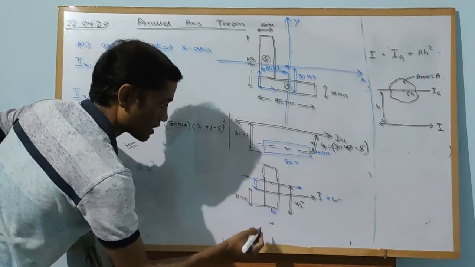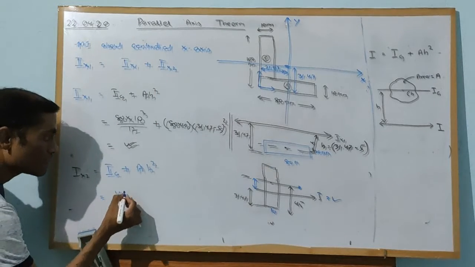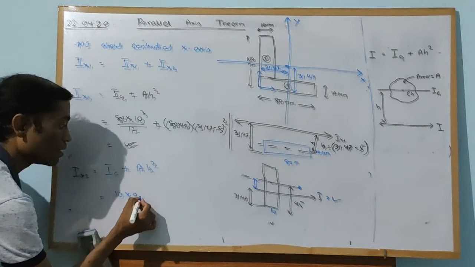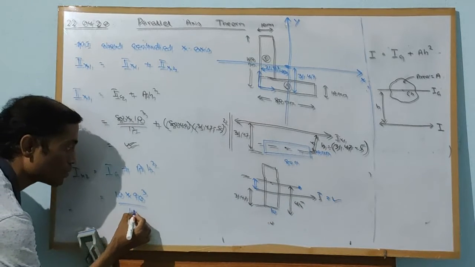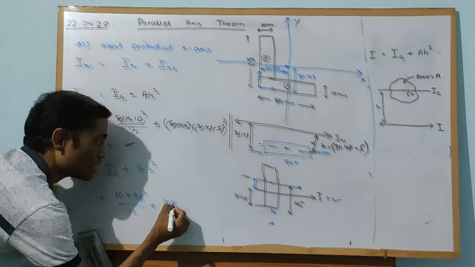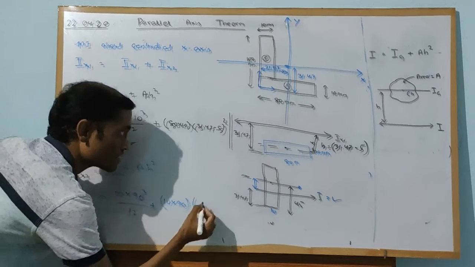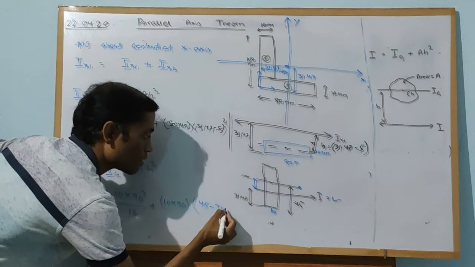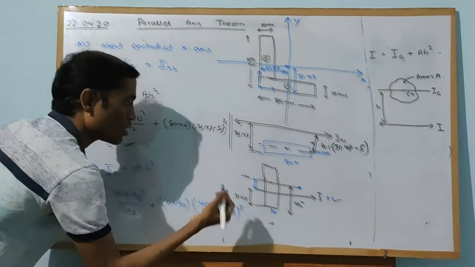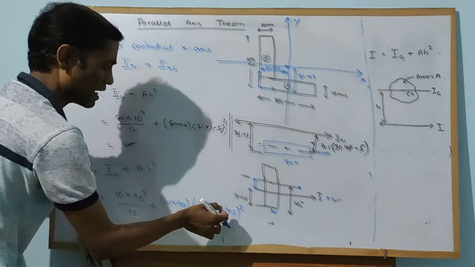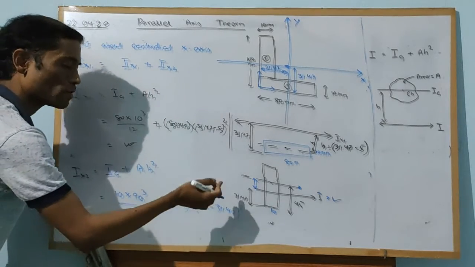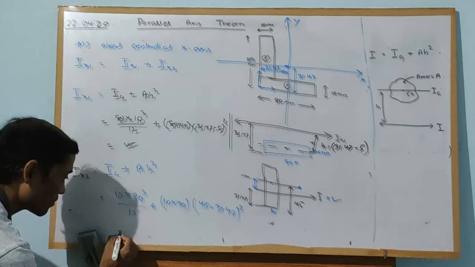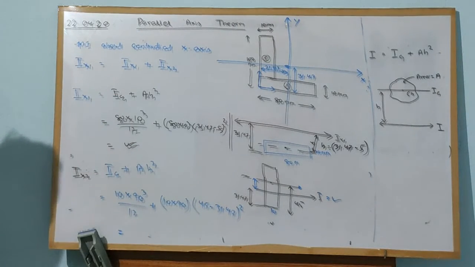The 90 is not 31.47, it is the entire 90. So it is 10 into 90 cubed by 12. I told you, the perpendicular side takes the cubic power. Plus area, which is 10 into 90, into H square. H is now 45 minus 31.47. Hardly matters, call this minus, because the square is there. If you take 31.47 minus 45 also, minus square is always plus. So don't bother about that. So you can calculate Ix2.